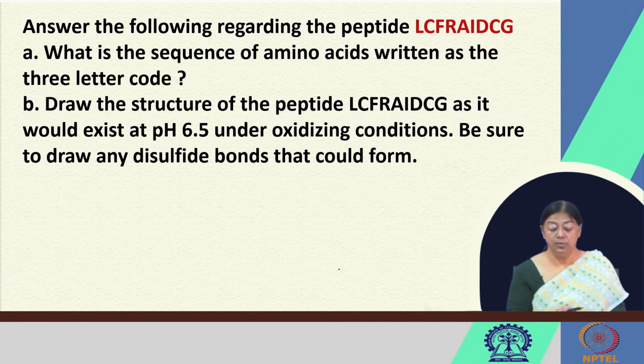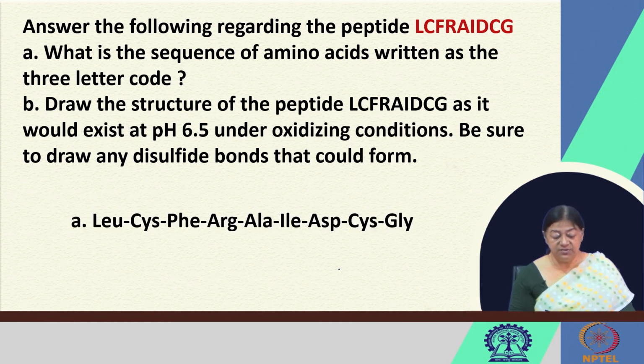Now, we have to answer the following regarding this peptide, LCFRAIDCG. These are one letter codes. So, we want to understand what is the sequence of amino acids written as the 3-letter code, and then draw the structure of the peptide as it would exist at pH 6.5 under oxidizing conditions, and we have to draw any possible disulfide bonds. We know that the disulfide bonds are formed between two cysteine residues.